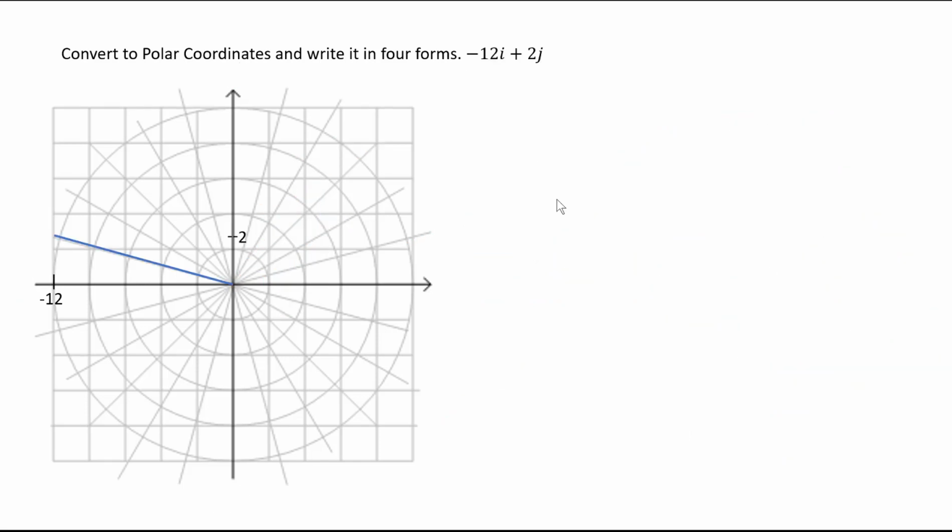Okay, so here is another one where we want to change this to polar coordinates. I didn't have the right graph paper for this, so just believe that that is negative 12 and 2. So you're going 12 to the left and 2 up, and you get to this point right here. We will drop an altitude down to the x-axis to make a right triangle, and we want to find this angle. So we'll call it theta, and the sides of the triangle are 12 and 2. So we know that the tangent of theta is going to be opposite over adjacent.